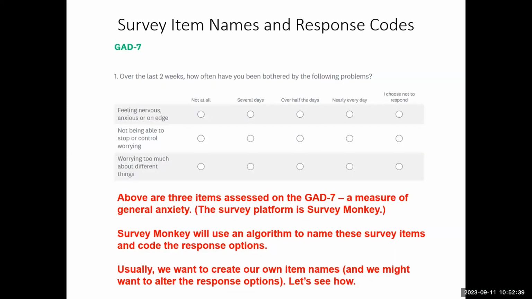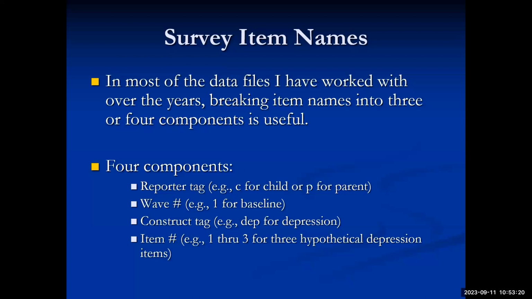So next I'm going to talk about how to name and code response options. And so here we're looking at 3 GAD-7 items from the SurveyMonkey platform. GAD-7 is a commonly used brief measure of general anxiety. And as I mentioned before, SurveyMonkey will use an algorithm to name the survey items and to code the responses when it outputs the SPSS data file. And so typically we'll use some data management operations to alter the item names and the response options.